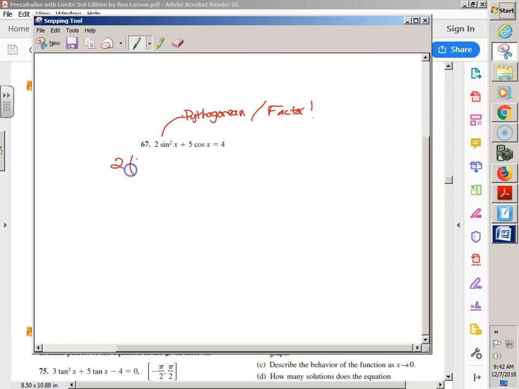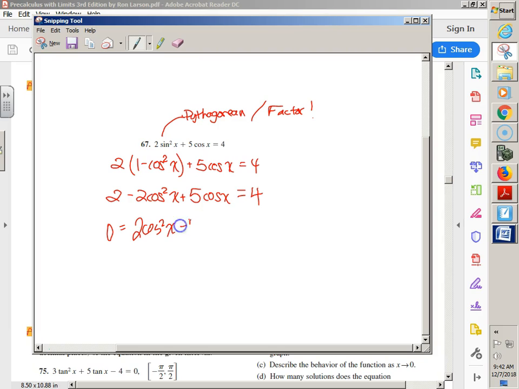So Pythagorean, Tony, I would have done 1 minus cosine squared because sine squared and cosine doesn't match. I would have gotten 2 minus 2 cosine squared. I don't know about you guys, but I just really dislike having negatives in front of my squared term. What do you guys think? You don't like them either? So I'm going to move everybody to this side. That way I get a nice positive 2 cosine squared. Sure, that'll be a negative. And then I have 4 minus 2, which is 2.